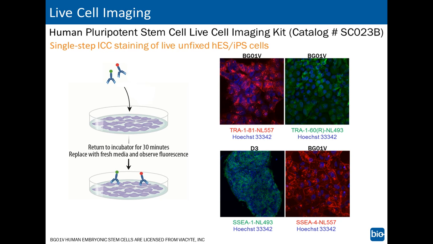One of our more popular tools to validate pluripotent stem cells is our human pluripotent stem cell live cell imaging kit. What that consists of are fluoroconjugated antibodies for pluripotent stem cell markers. And these can be added directly into the cell culture media and incubated for 30 minutes. And then you rinse the media off, provide fresh media, and then you can observe the fluorescence directly under the microscope. Some examples of the images that we get here are displayed on the right.